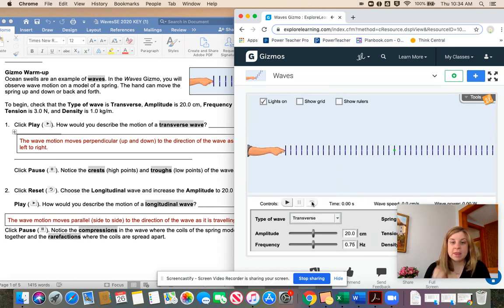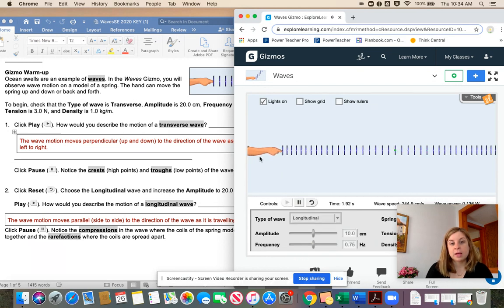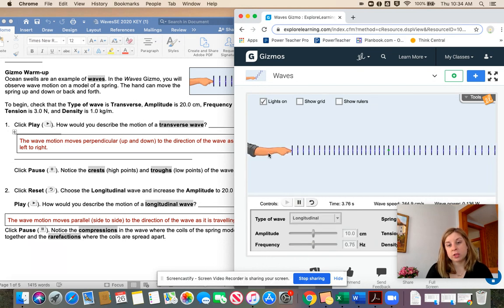Okay, and then it asks the same question, but with a longitudinal wave. So you press play, and you should see that the wave motion, or the disturbance, is going left to right, and so is the wave. It is traveling left to right. Okay, so longitudinal is parallel to the disturbance, transverse is perpendicular.